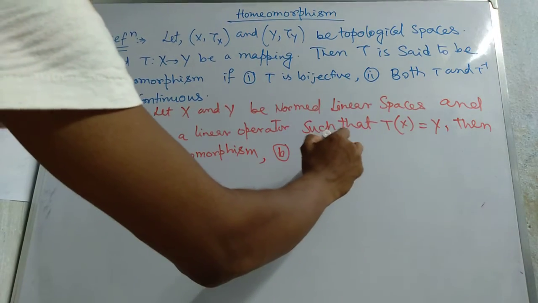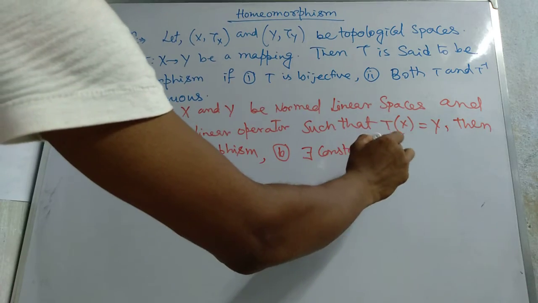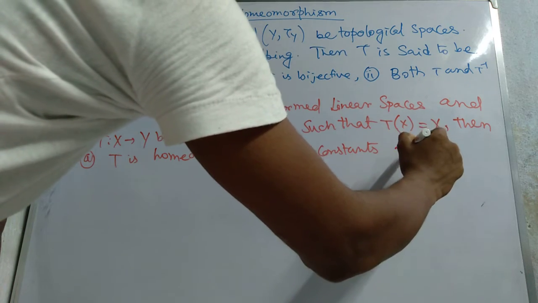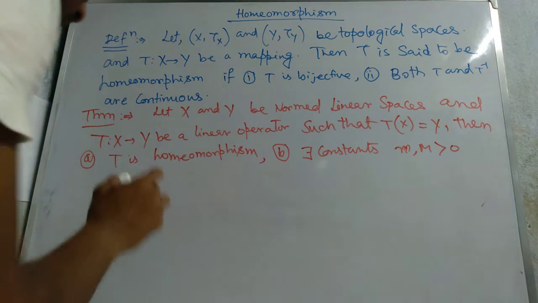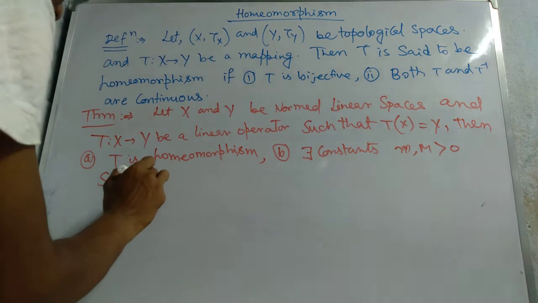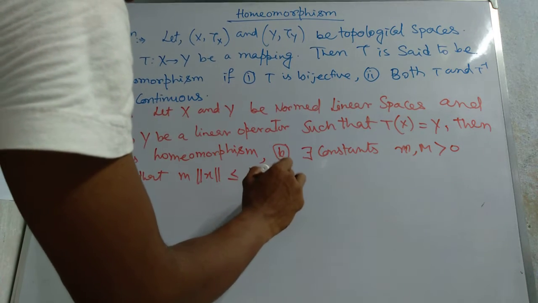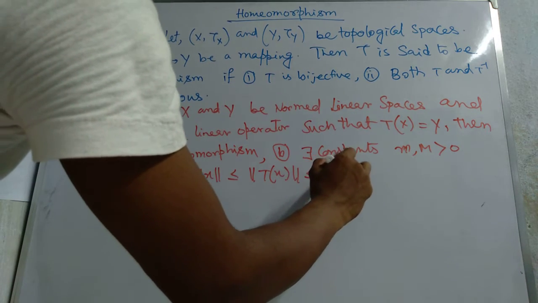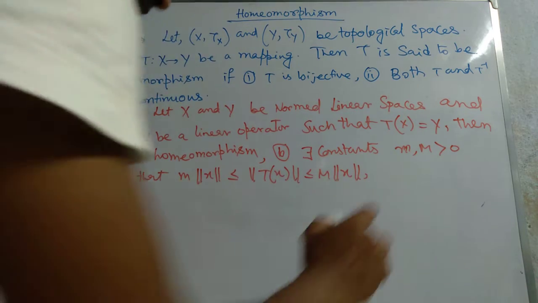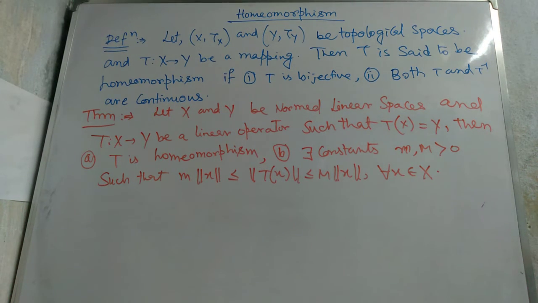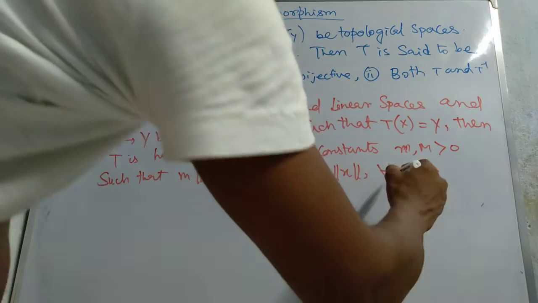(b) there exist constants small m and capital M greater than 0 such that m‖x‖ ≤ ‖Tx‖ ≤ M‖x‖ for all x belongs to X. Okay, now we mark it 1.